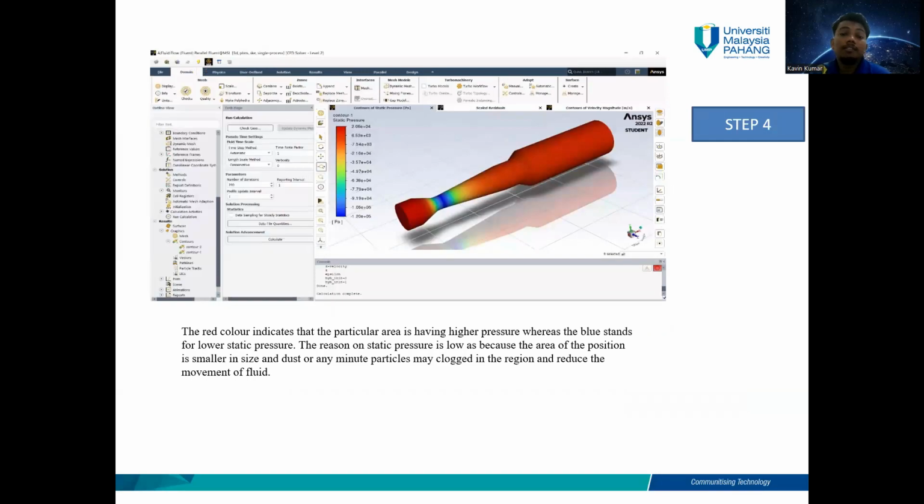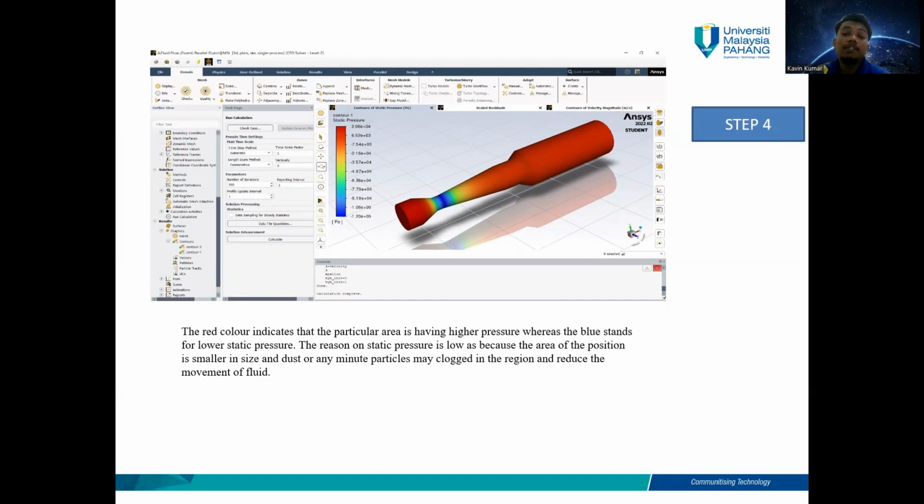And finally, this is the desired result we have gotten from the CFD analysis. The red color indicates that the particular area is having a high pressure, whereas the blue stands for lower static pressure in the particular area. The reason the static pressure is low is because the area at that position is smaller in size, or dust or other minute particles may be clogged in the region and reduce the movement of the fluid.